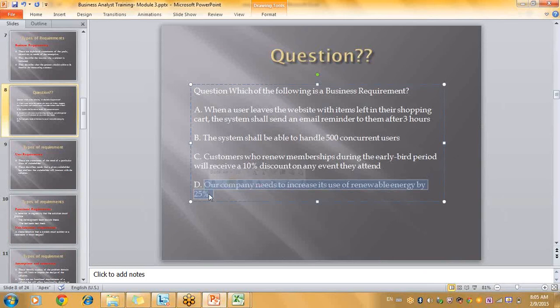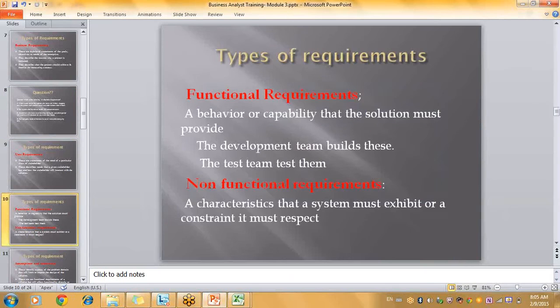I have to break this business requirement into system requirements, which they are going to develop. When I go back to them and say, the system shall send an email reminder to the users after 3 hours, they will be implementing this requirement once I break it into system requirements, right? So this is going to be my functional requirement.